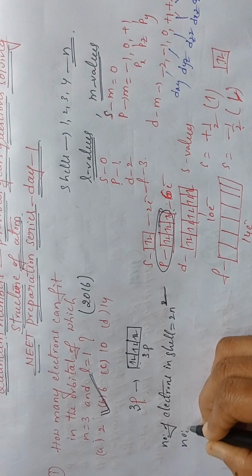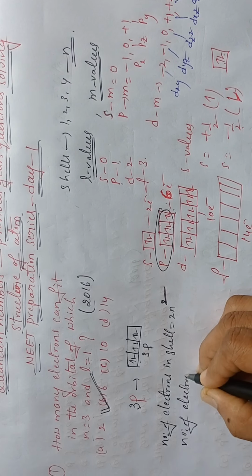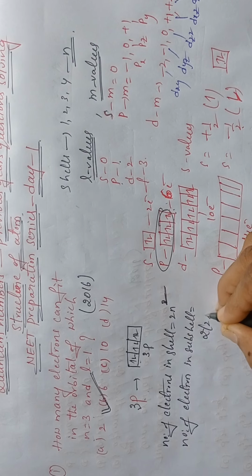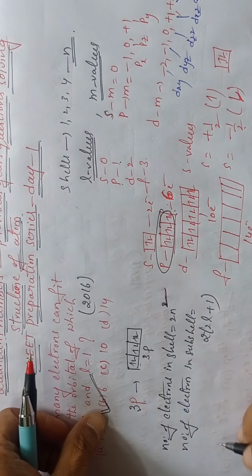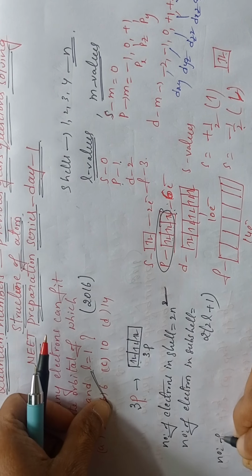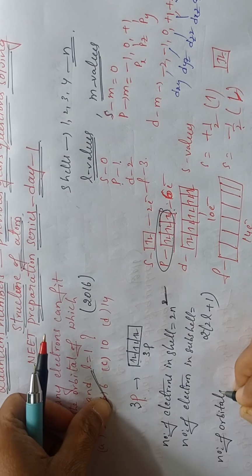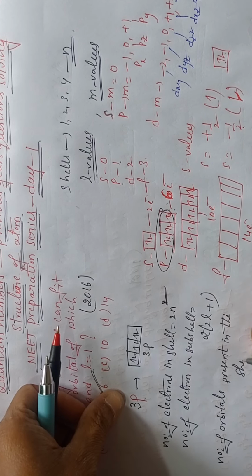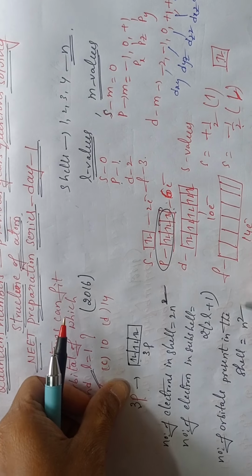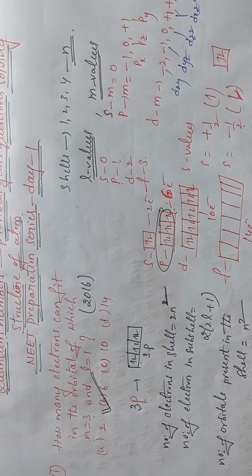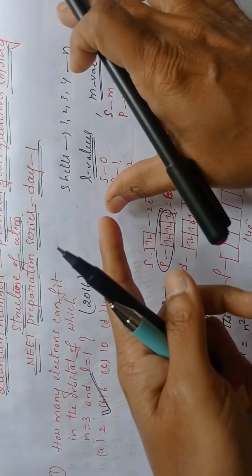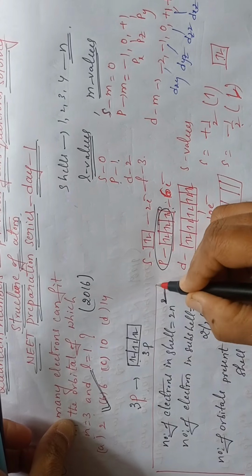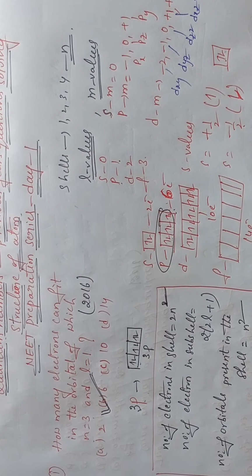And here is one more formula, the number of electrons in a given subshell is equal to 2 into (2l plus 1). So remember these formulas students. And next, the number of orbitals present in a shell is equal to n square. Just remember these formulas students. Formulas are important. Here what I discussed, l values, m values, remember all this students. Then you can do any type of bit, you can easily answer this.